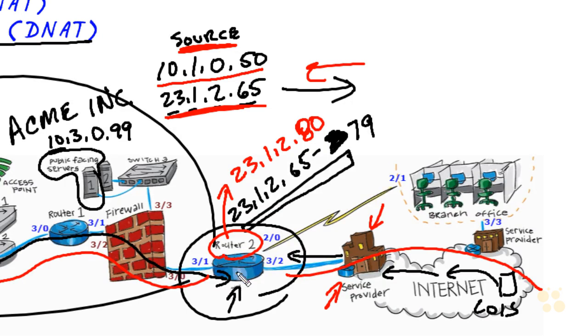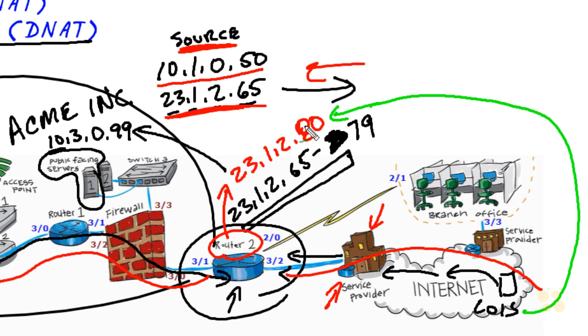What we'll go ahead and do is have R2 map that IP address over to this internal IP address of 10.3.0.99. So now when Lois is sending a packet to 23.1.2.80, that packet will be routed to R2. R2 will see that destination address, and because it's configured with NAT, and R2 is also configured with a rule that says we're doing destination NAT, R2 is going to change this IP address, 23.1.2.80, over to 10.3.0.99, and then continue to route it inside our network.